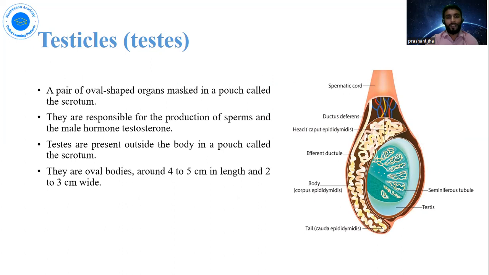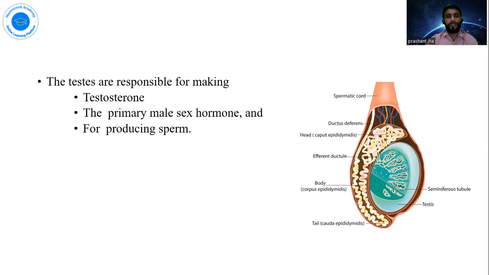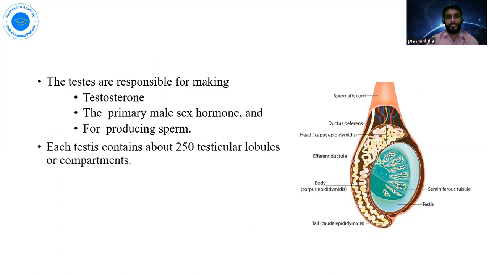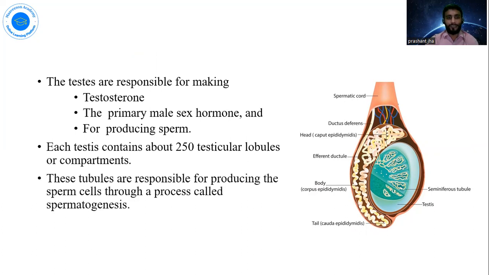They are oval, around 4 to 5 centimeters in length and 2 to 3 centimeters in width. Generally, the left testis hangs slightly lower than the right testis. The testes are responsible for making testosterone, the primary male sex hormone, and producing sperm. Each testis contains about 250 testicular lobules or compartments. These tubules are responsible for producing the sperm through a process called spermatogenesis.